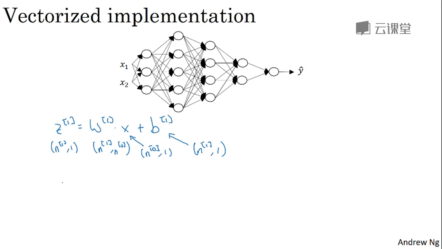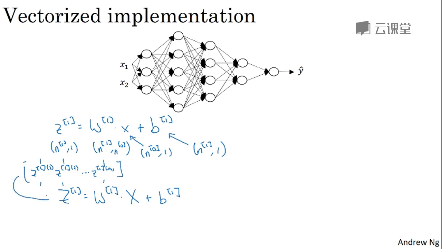Now, in a vectorized implementation, you would have Z1 equals W1 times X plus b1, where now Z1 is obtained by taking the z1s for the individual examples, so that's z1(1), z1(2), up to z1(m), and stacking them as follows, and this gives you Z1. So the dimension of Z1 is that instead of being n1 by 1, it ends up being n1 by m, if m is the size of your training set.